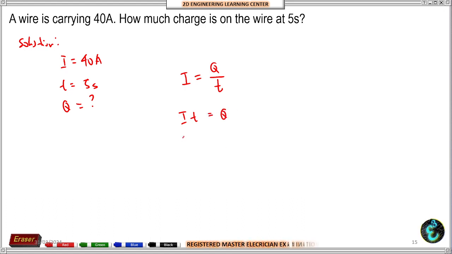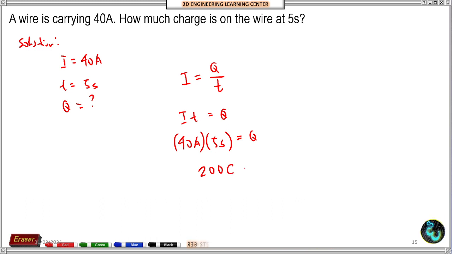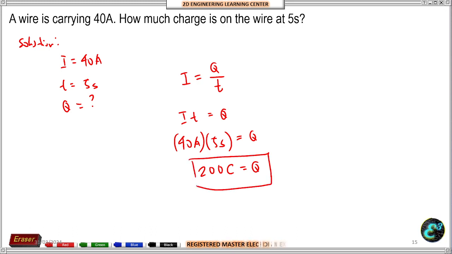So your current is 40 amperes. Your time is 5 seconds. So Q is 40 times 5. So even without calculating, that is 200. So the unit for charge is coulombs. So 200 coulombs. So tama yung naglagay ng kanyang answer sa ating chat box.